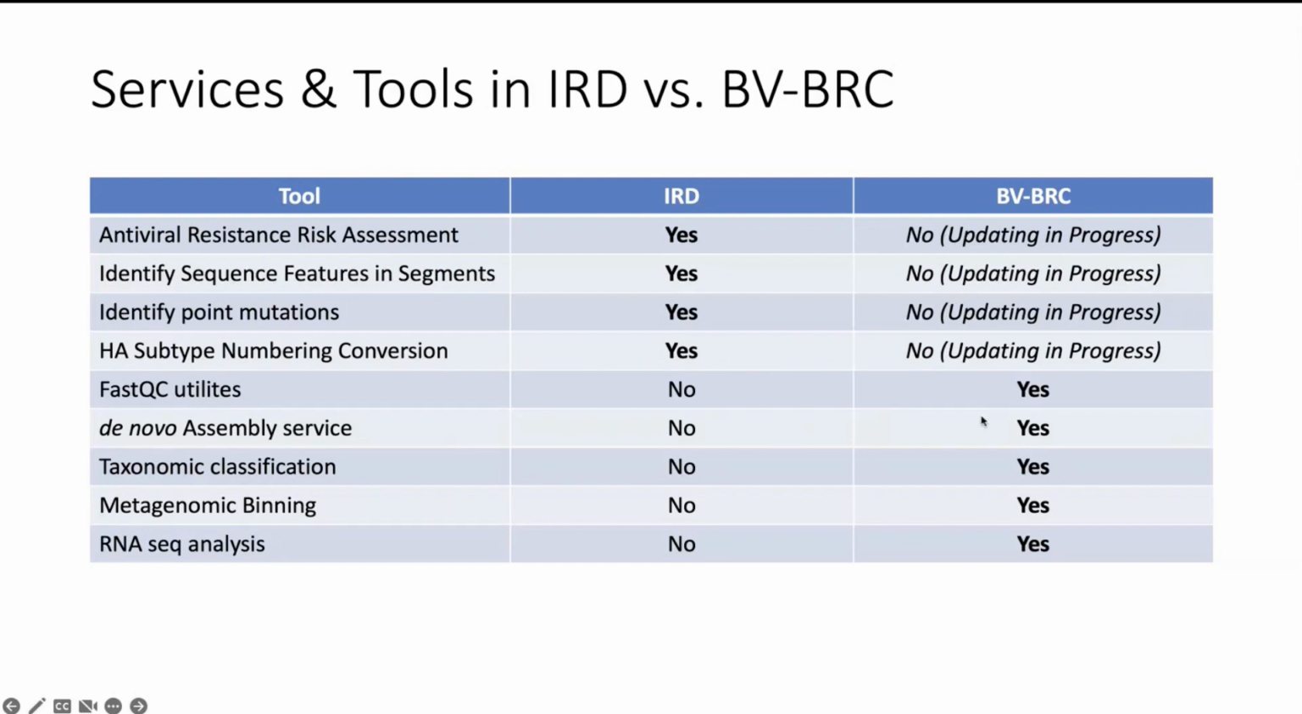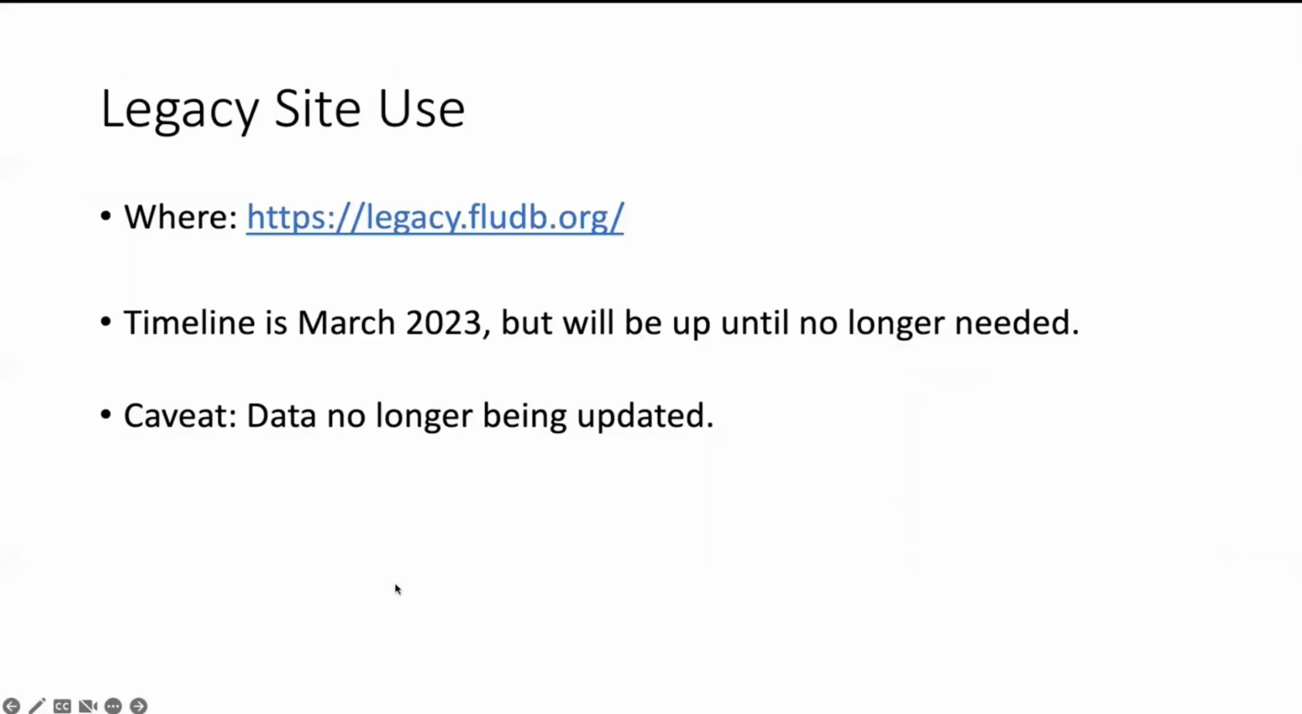There are new functionalities that I briefly went over, and I'm happy to expand on as well, including the FastQC utilities, the de novo assembly service, the taxonomic classification and metagenomic binning, and RNA-seq analysis service as well.